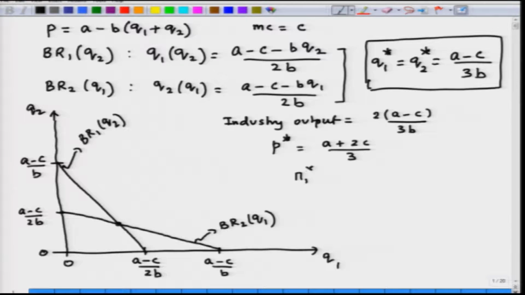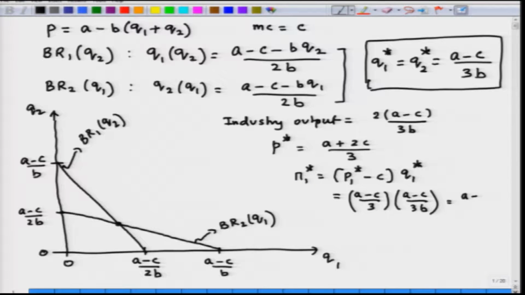This then implies that the profit of firm 1, which is P star minus C times Q1 star, where Q1 star is its Cournot output, is given by A plus 2C upon 3 minus C, that is A minus C by 3, times A minus C by 3B. That gives us A minus C whole square by 9B, and by symmetry firm 2's profit also turns out to be A minus C whole square by 9B. So the total industry profit is 2 times A minus C whole square by 9B.